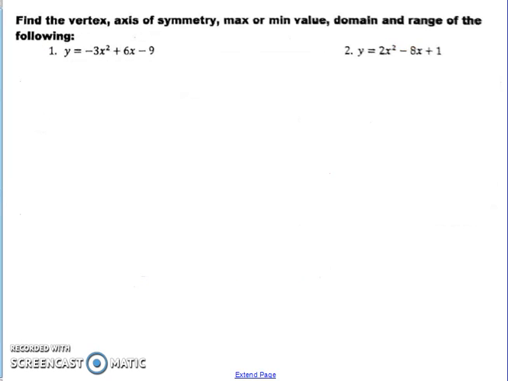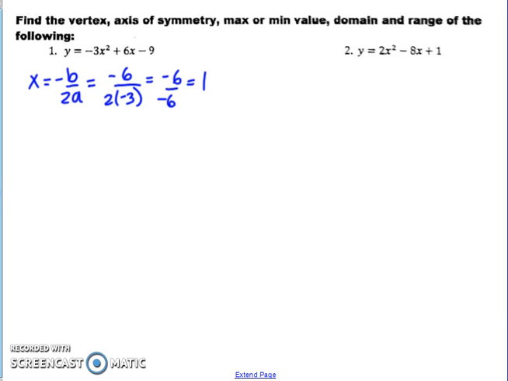So here we want to find the vertex, the axis of symmetry, the max or min value, the domain, and the range of the following functions. First thing I want to do is find my vertex. I always start with x equals negative b over 2a. That's going to give me the x value of the vertex. So I'm going to plug in negative b, which is negative 6, over 2 times a, which is negative 3. So this gives me negative 6 over negative 6, which equals 1. So the x value of my vertex is 1.